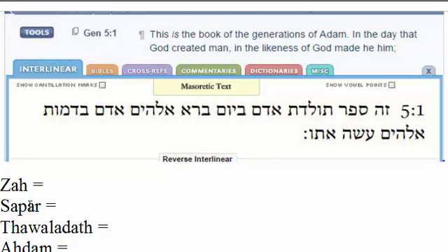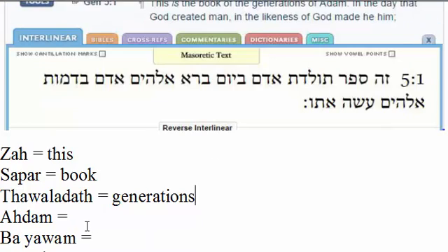The word here, za, is this. So when you read it, it says, "This is the book of the generation of Adam." Za is this. Sapar, which most of you brothers should know, is the word book. And then the word Thawaladath means generations. Now the dath, or the tha at the end, makes it plural. So this is the book of the generations, or this is the genealogy.